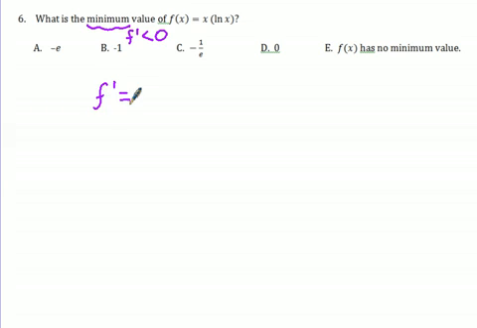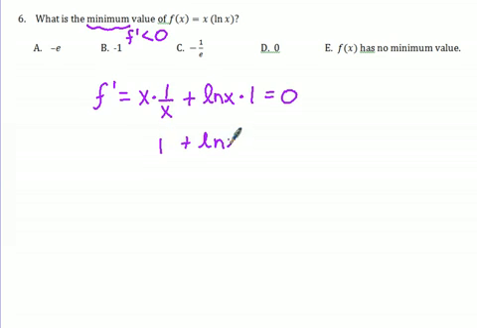So f prime is equal to, notice we have a product here, so I'm going to do product rule, f times g prime plus g times f prime. There's our product rule. And again, anytime we're looking for positives and negatives, we need to find the critical numbers. We need to find the zeros, because that's when our signs could change. So x times 1 over x is 1, plus ln x is equal to 0.